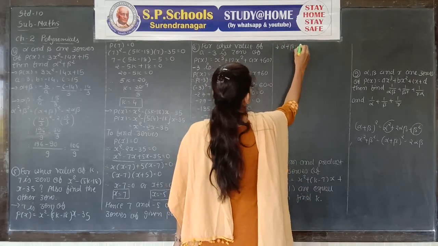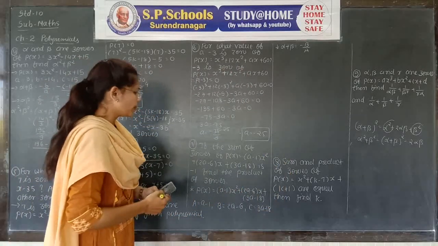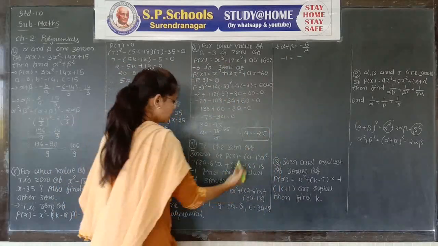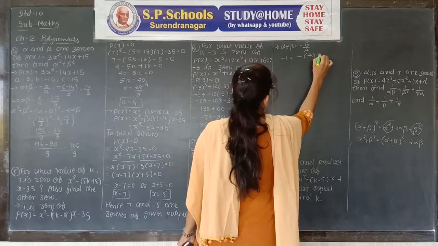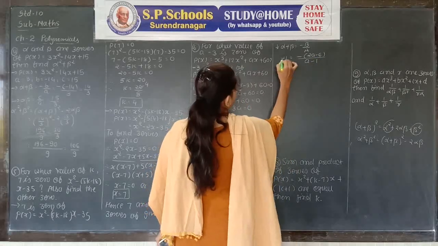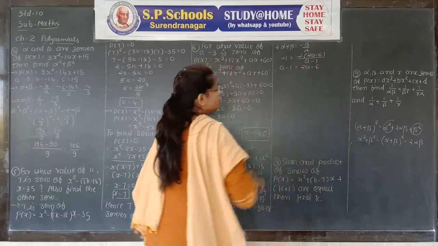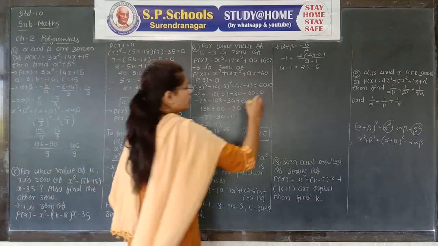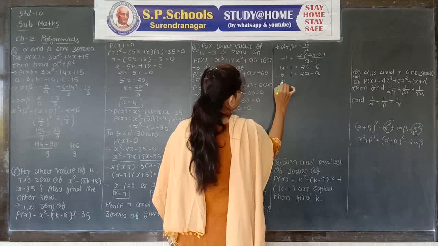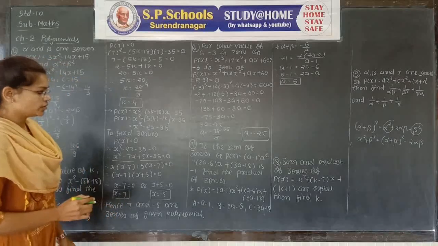Alpha plus beta is equal to minus b upon a, where the sum alpha plus beta is given as minus 1, minus (2a minus 6) upon a, which is equal to a minus 1. Minus minus cancels, so a minus 1 is equal to 2a minus 6. Taking a to the left side and minus 6 to the right side, 6 minus 1 is equal to 2a minus a. 2a minus a is a, and 6 minus 1 is 5. Here a is 5. The value of a is 5.